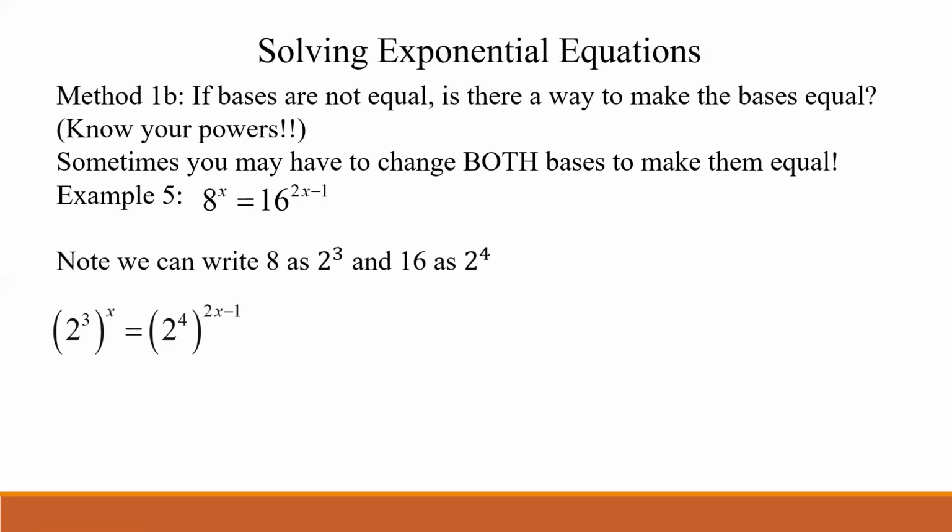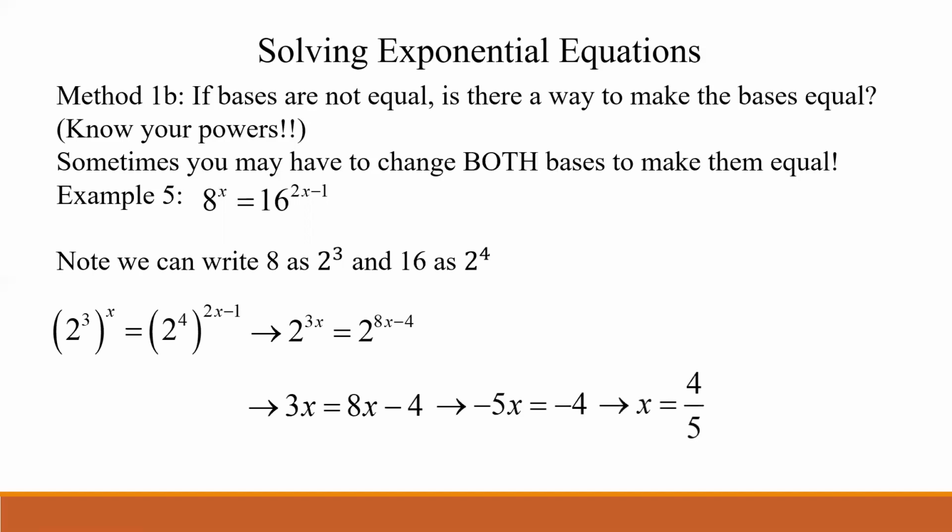So I'm going to write that as 2 to the 3rd, parentheses, to the x power, and then 2 to the 4th, parentheses, to the 2x minus 1, and then apply my power rule. So it'd be 2 to the 3x, 2 to the 8x minus 4. And now we can set the two guys equal to each other. And then solve it from there. And of course, sometimes you will get fractions. Fractions are people too, so don't freak out if you get fractions.